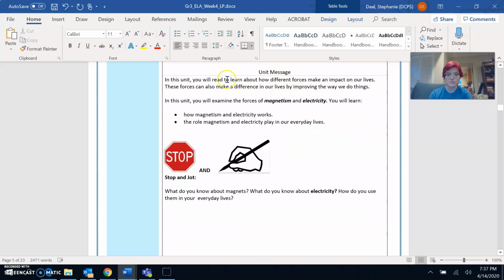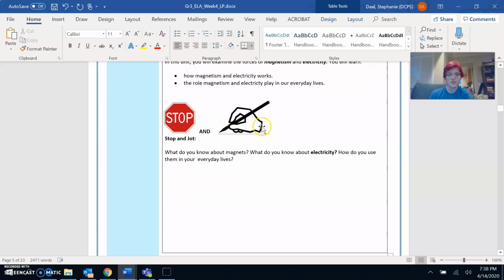We'll read the unit message. In this unit, you will read to learn about how different forces make an impact on our lives. These forces can also make a difference in our lives by improving the way we do things. In this unit, you will examine the forces of magnetism and electricity. You will learn how magnetism and electricity work, and the role magnetism and electricity play in our everyday lives.